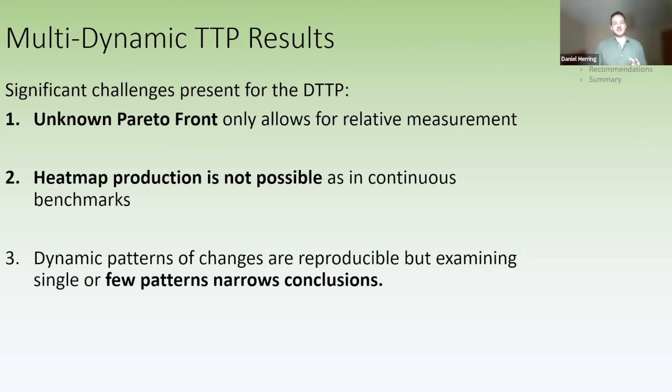Firstly, we don't know the Pareto front and we can't calculate the Pareto front. So this means we can't absolutely quote the performance. We can only show relative achievement. And this means that we can't produce heat maps in the same way. Also, because we can't take an absolute measurement, comparing measurements between the patterns of changes must be done carefully due to a variation in the possible achievable hypervolume. These make meaningful representation and analysis of data for these experiments difficult, and I don't yet have a solution for this.